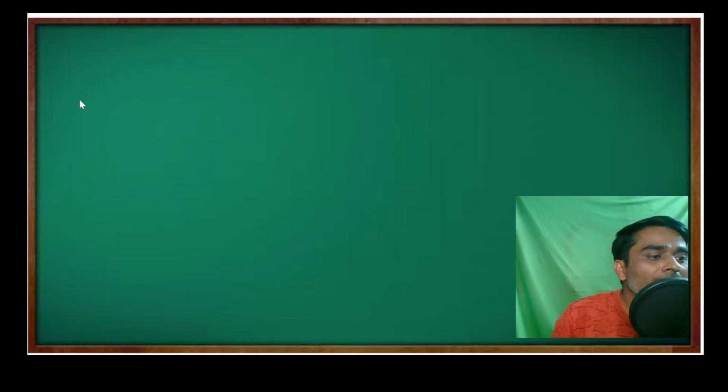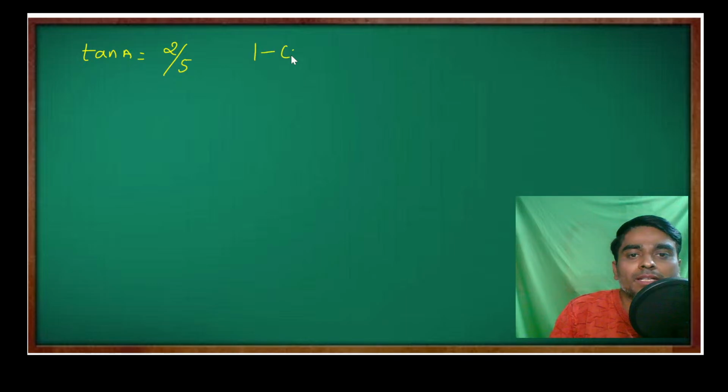If tan a is equal to 2 by 5, then find the value of 1 minus cos square a divided by 1 minus sin square a. We have to find the value of this. Now see, if you need the value of this, first you need to find out cos a and sin a. If you get cos a and sin a, then you can very easily substitute here, correct?